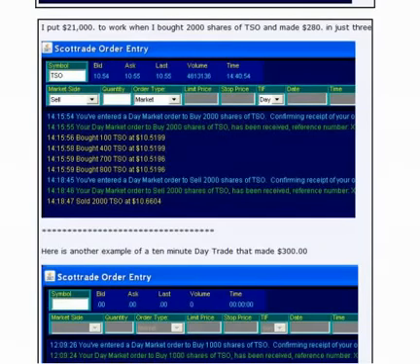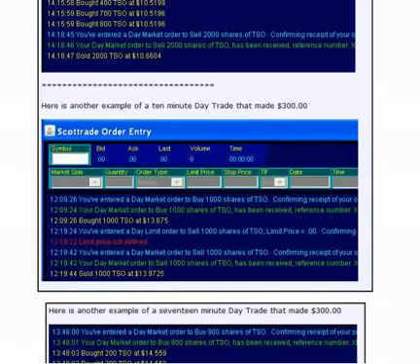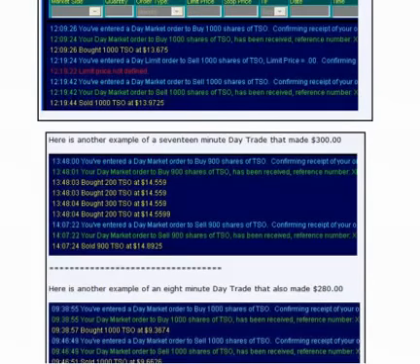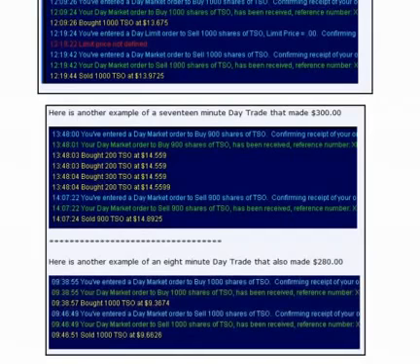$280 in 3 minutes. $300 in 10 minutes. $300 in 17 minutes. And $280 in 8 minutes. Those are the kind of trades I can show you how to do.